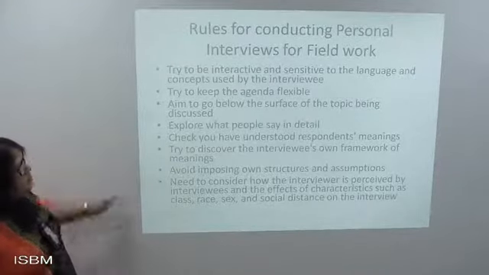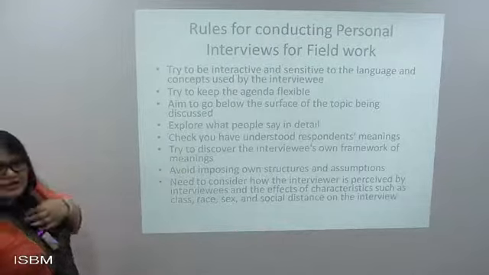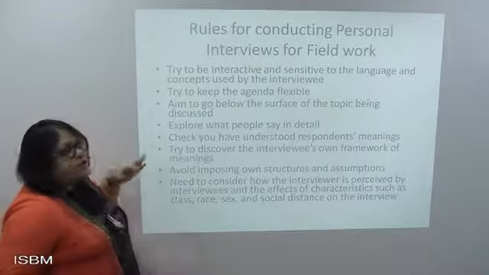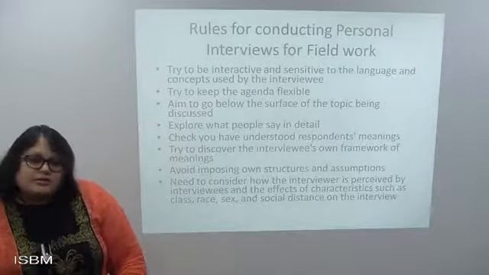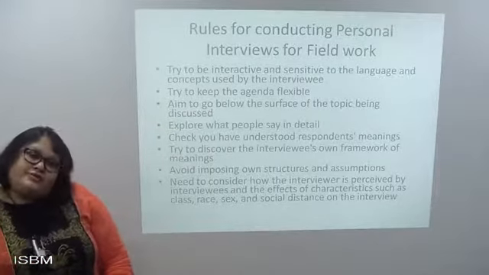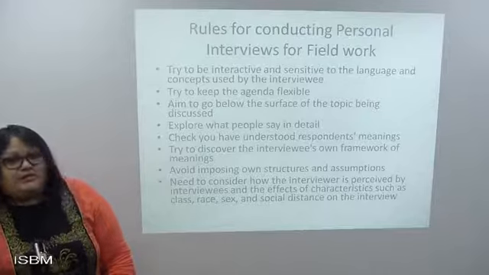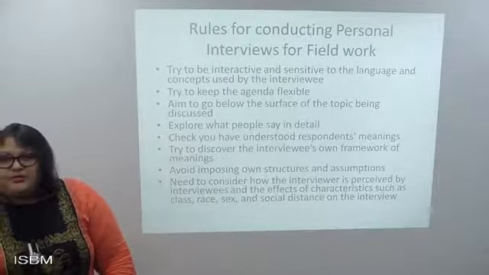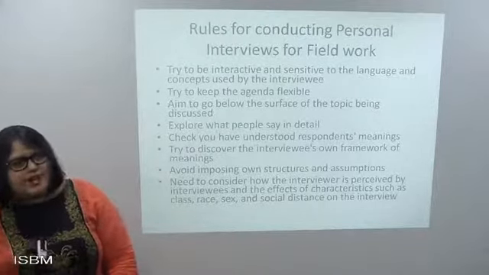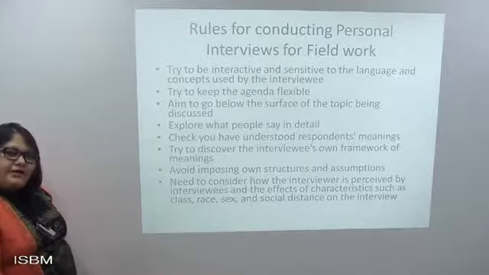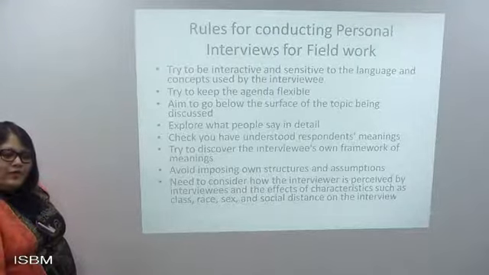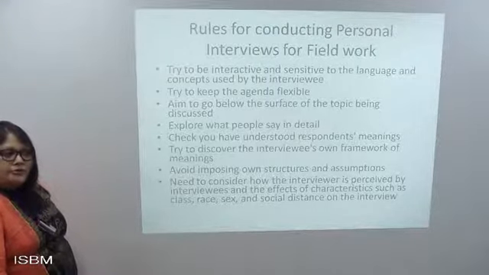Imposition of one's structures and assumptions cannot be used. So you have to avoid it. If you blatantly refuse to administer the IV line to the rest of the Jarawa people, probably that research plan wouldn't have been carried out and we wouldn't have known who the Jarawa people really were.